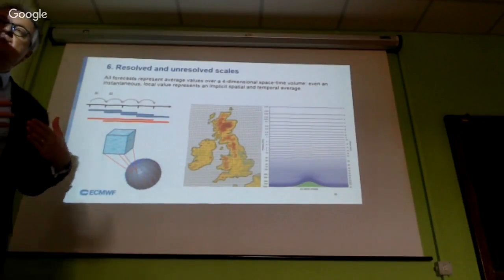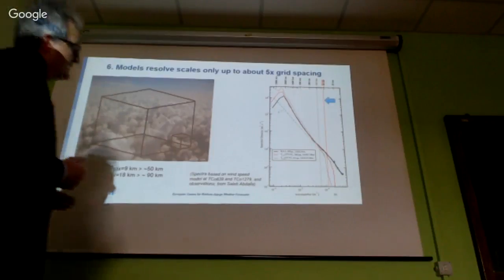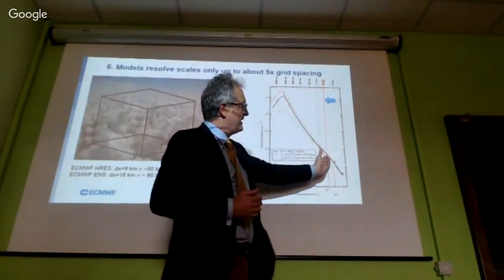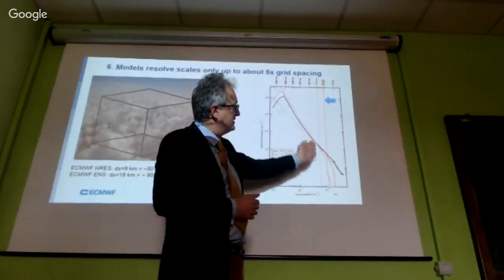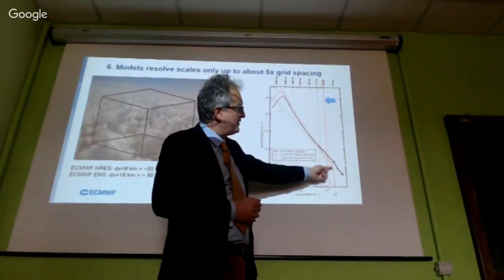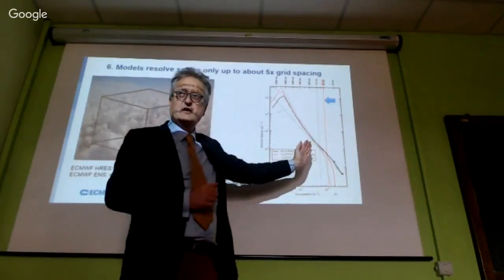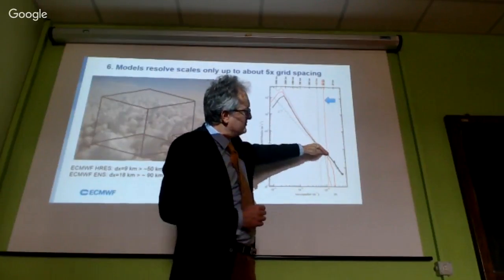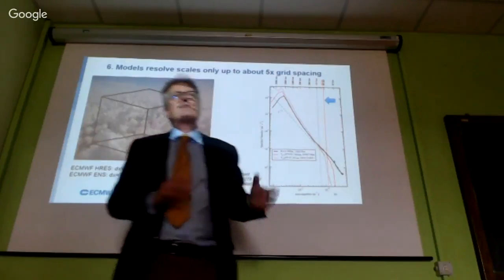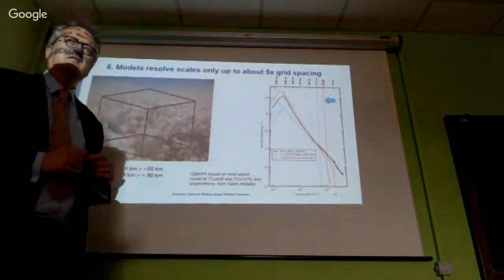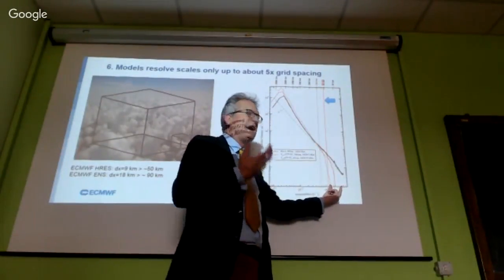So the model doesn't see processes below that scale, but actually it's even worse than that. This plot compares the energy spectrum of observations of wind against the energy spectrum of our models. What you see is that even a model with a 10-kilometer resolution has a spectrum of kinetic energy which matches the observation only up to about 4 to 6 grid spacings. So the very fine scales are not simulated accurately enough.